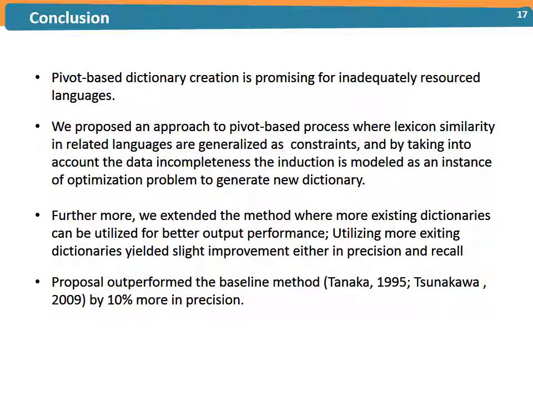I would like to conclude today's presentation. Pivot-based dictionary creation is promising for inadequately resourced languages. In this work, we proposed an approach to pivot-based creation where lexicon similarity in related languages is generalized as constraints. And by taking into account the data incompleteness, the induction is modeled as an instance of an optimization problem to generate a new dictionary. Furthermore, we extended the method so that more existing dictionaries can be utilized for better output performance.